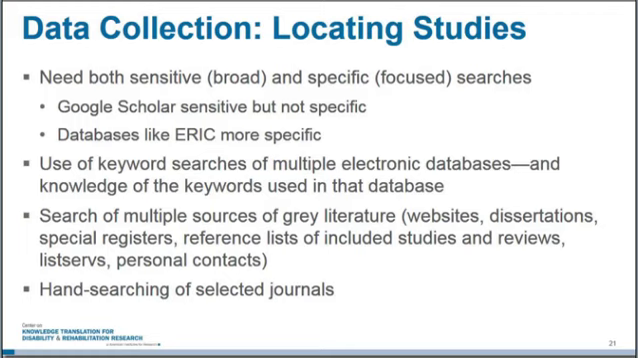The reason that is important is that it's been well documented in the social science literature that publication bias exists, so published literature tends to have larger effect sizes. We need to make sure that we have a representation of the gray literature as well, so that we have an unbiased estimate of whatever effect we're interested in. People also use hand searching of selected journals to find relevant studies.